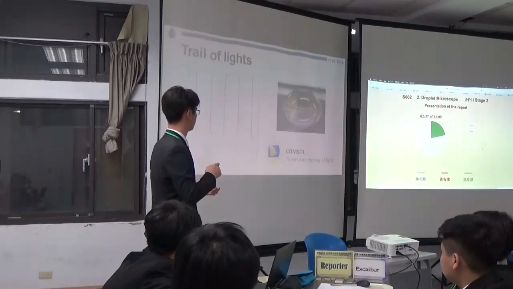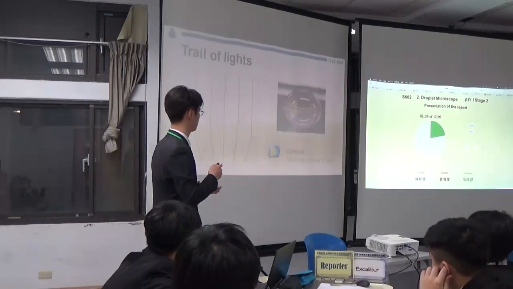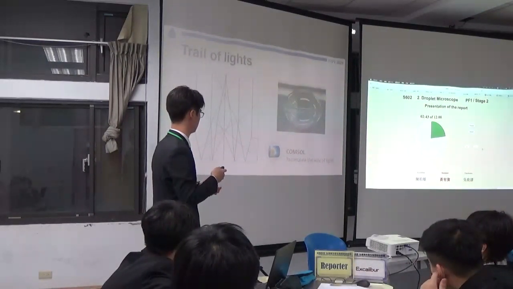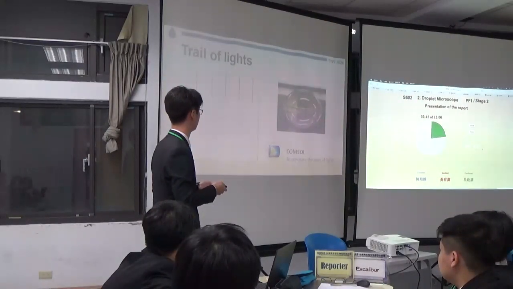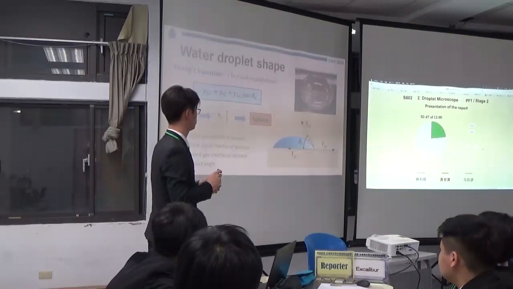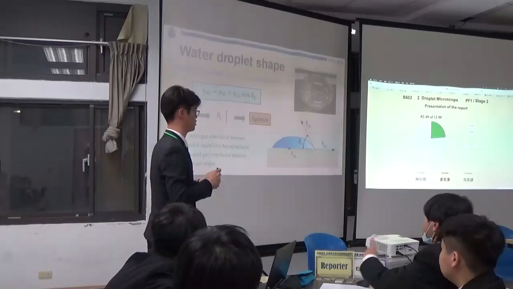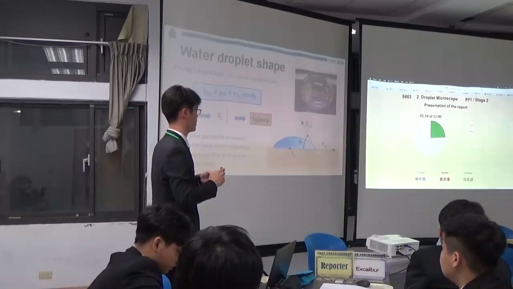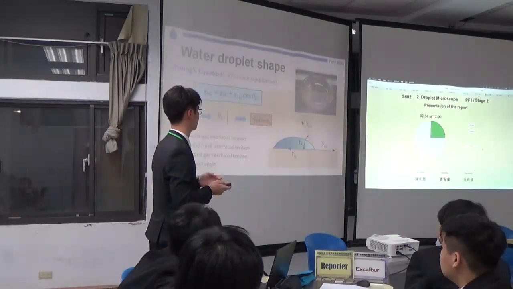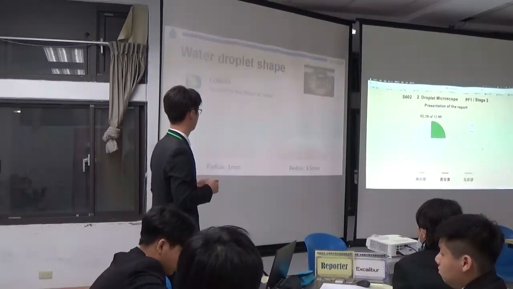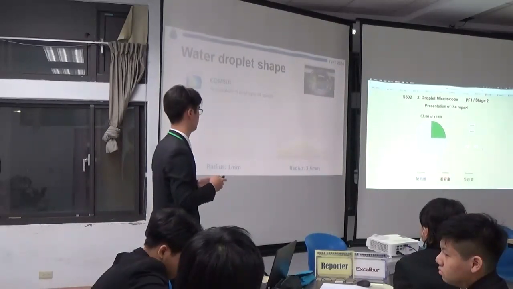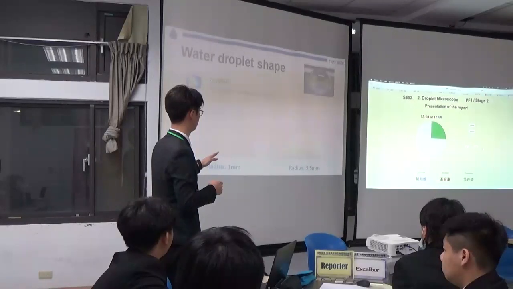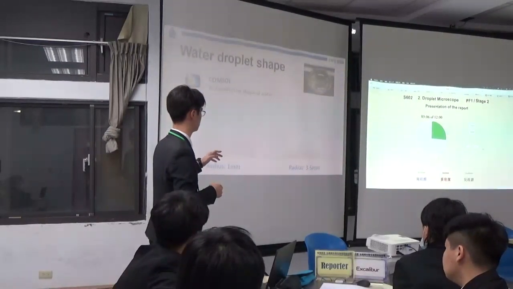So first, I use COMSOL to simulate the wavelength of light, and it's the most significant factor that affects this phenomenon. And the shape of the water droplets is actually affected by the surface tension, which will make the water form like a sphere. And we also use COMSOL to simulate the shape of the water. And you can find that I use the variation of pressure to simulate the shape of it.